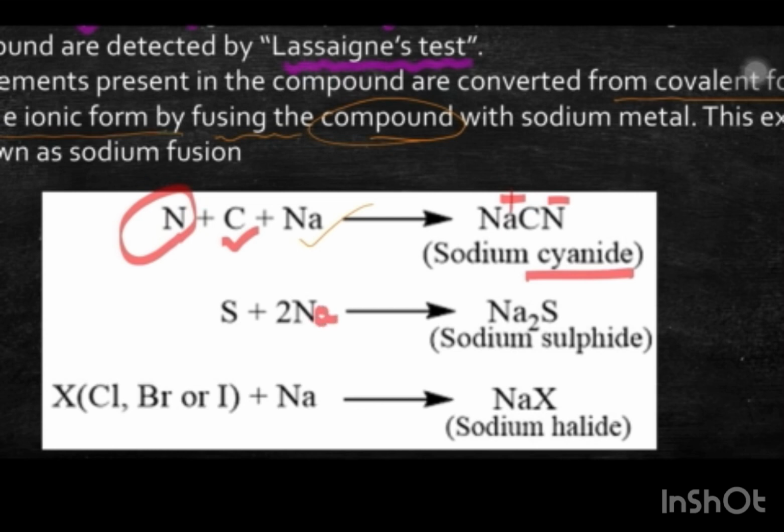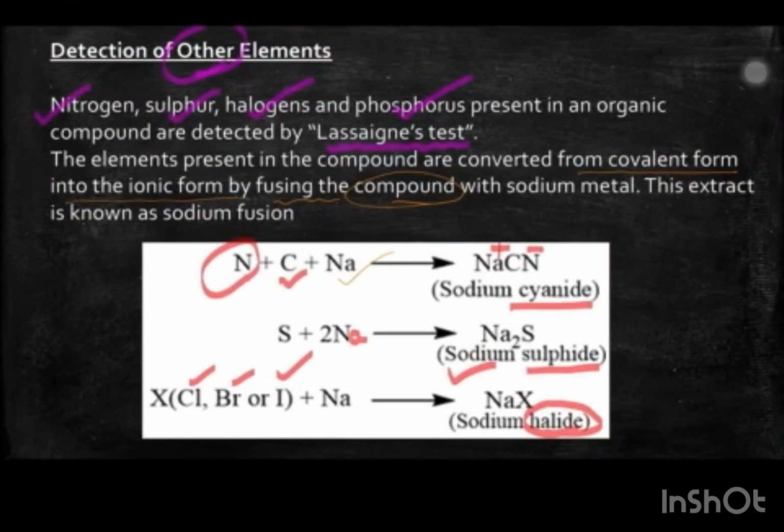If sulfur is present in the organic compound, then it is going to convert to S2 minus, that is sulfide. So I get sodium sulfide. In the same way, if halogens are present, then they will be converted to the halide. So what is the purpose of making the Lassaigne's extract?